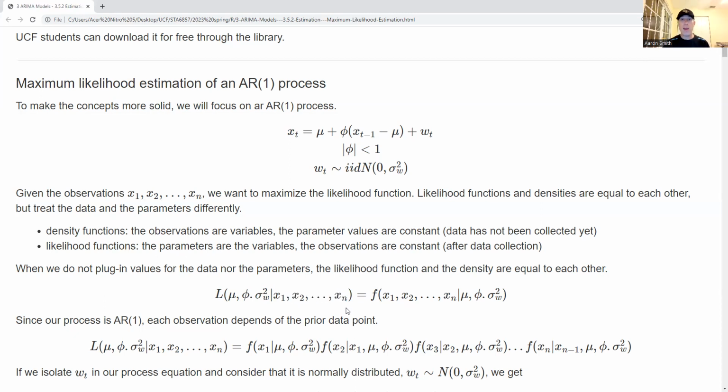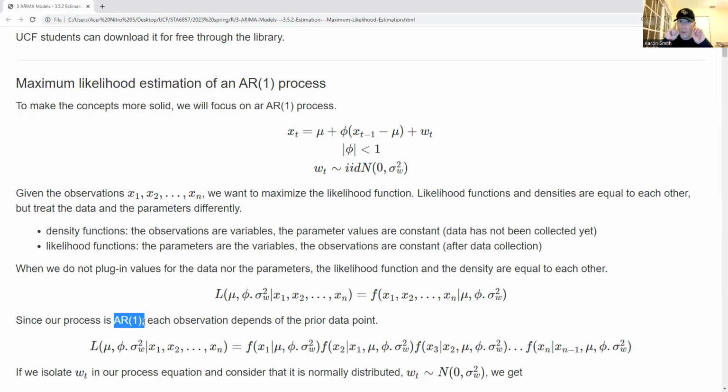So from an algebra, write it down, pencil and paper point of view, likelihood function and density function are the same thing, but I'm treating what goes into the function differently depending on am I pre or post data collection. Okay, so now what we're going to do, we're going to say that we have an AR1 model. This means that each observation is dependent on the prior observation.